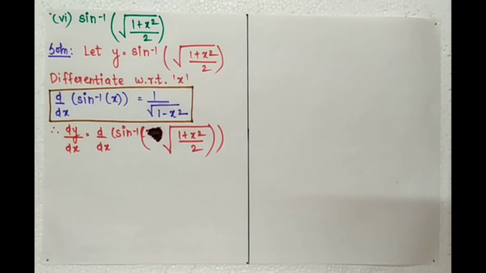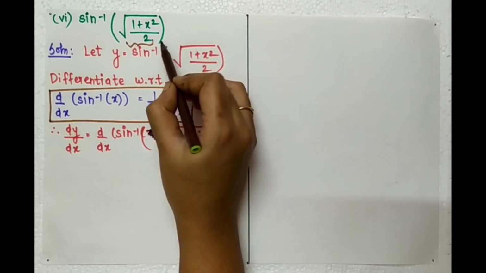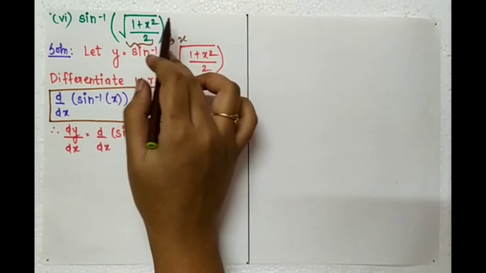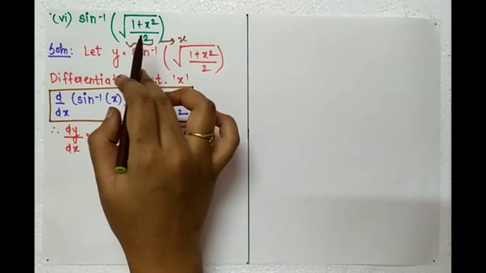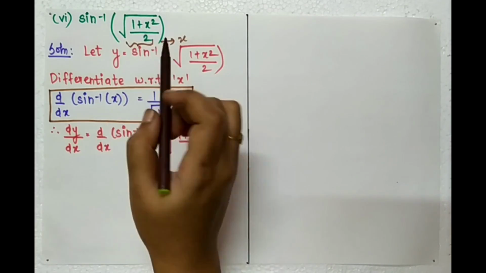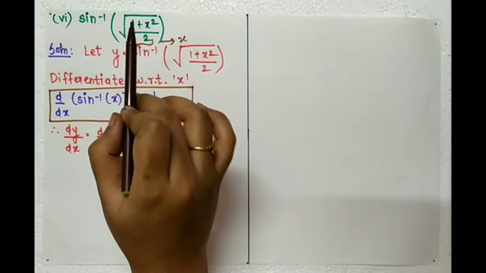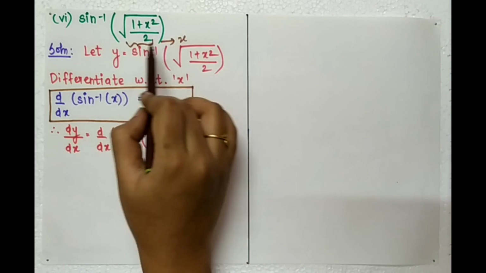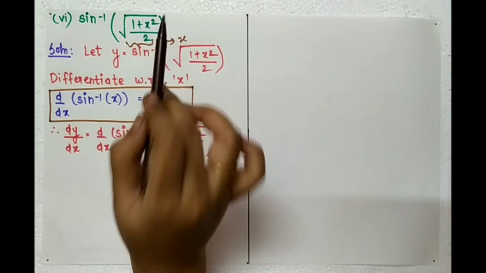See, this question is easy to solve, but please pay more attention to the steps. There is a simplification involved. It is quite confusing. Here your x is root of 1 plus x square by 2. This is where the confusion begins. Okay, so please pay more attention. So x is root of 1 plus x square by 2.